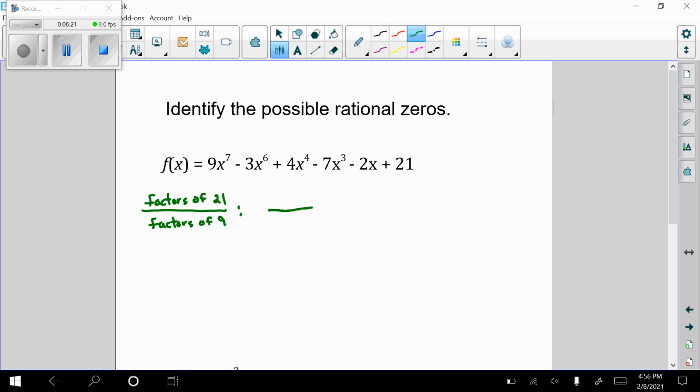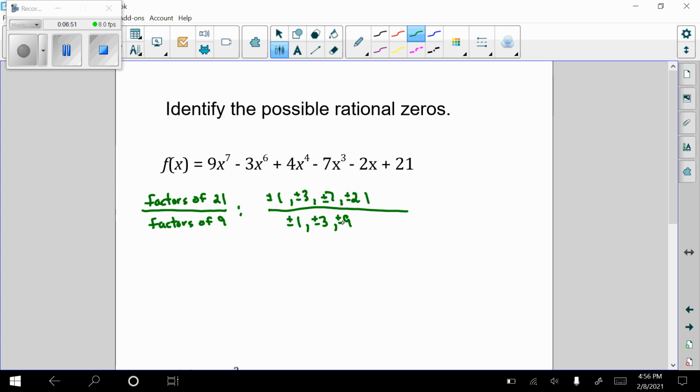Okay, so if I do that, numbers that go into 21 are 1, 3, 7, and 21. It's always a good idea to put those in order from smallest to largest. And then the factors of 9 are simply 1, 3, and 9. I also have to remember that I can have positive, negative factors. So all of these are going to have positive, negative symbols in front of them.